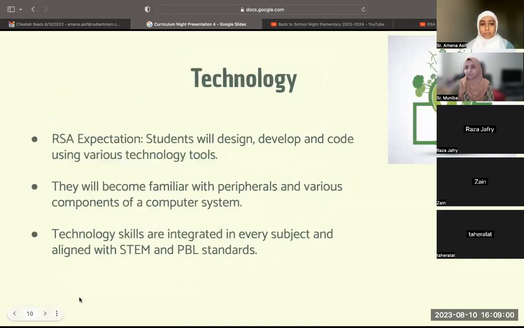For our technology class, the students will design, develop, and code using computers. With this, we hope to provide our students the building blocks that they need to excel in STEM careers. And the last one is the visual arts.